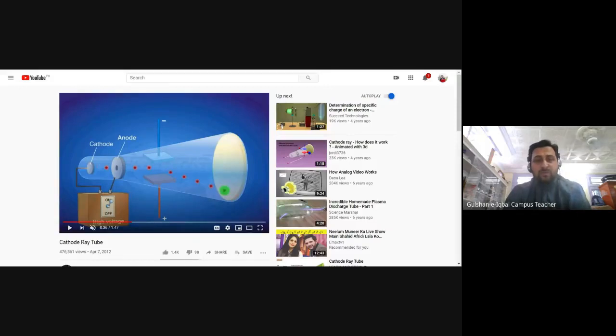Why did the rays bend toward the positive side? Because they were negative rays. So negative rays are going to bend toward the positive side. If the rays were positive, they would have bent toward the negative plate. So from this experiment, J.J. Thomson proved that cathode rays are material particles, cathode rays are negative, and they move toward the positive electrode. It means that they are going to strike the positive side of the electrode. So this is how the electron was discovered.